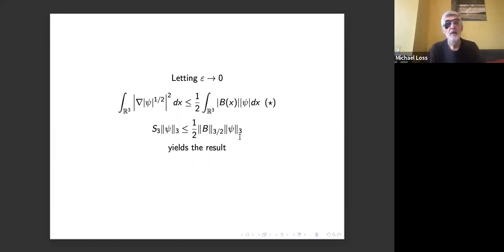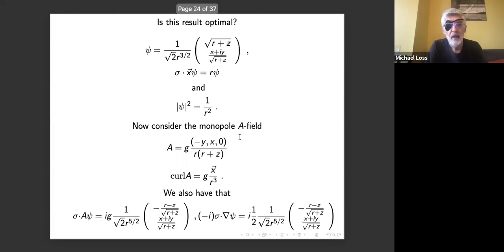Okay, great. So now comes the question, well, how good is it? And now things are getting to be weird. Let's look at the following problem. What I'm doing is I'm considering a monopole field. So B is g times x, the curl of A is the magnetic field, is g x divided by r cubed. r is the modulus of x.